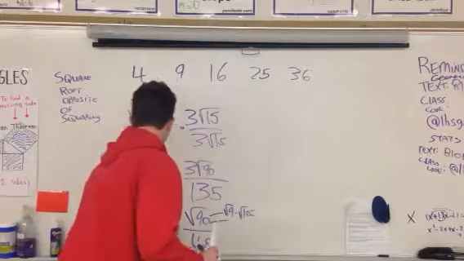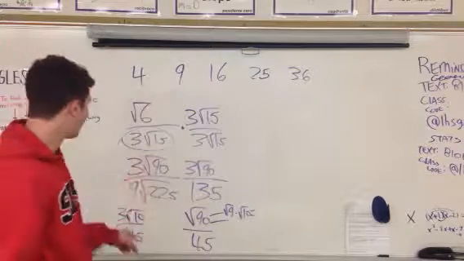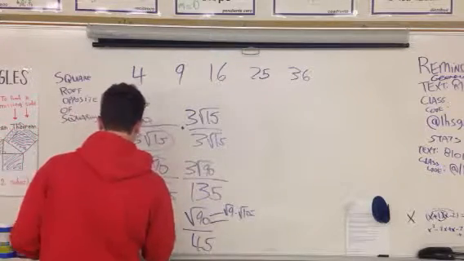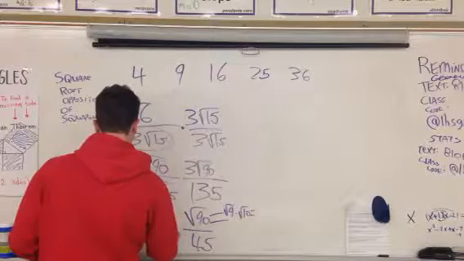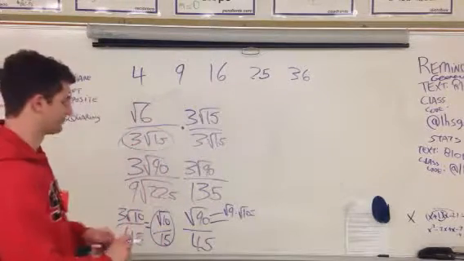3 can go into both the top and the bottom. So 3 divided by 3 is just 1. 45 divided by 3 is 15. So this becomes square root of 10 over 15. And that is my final answer.